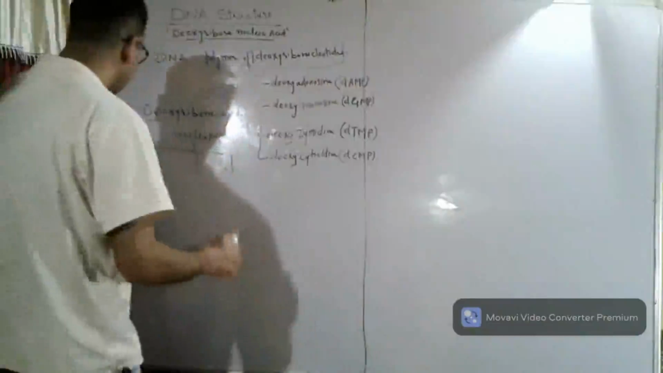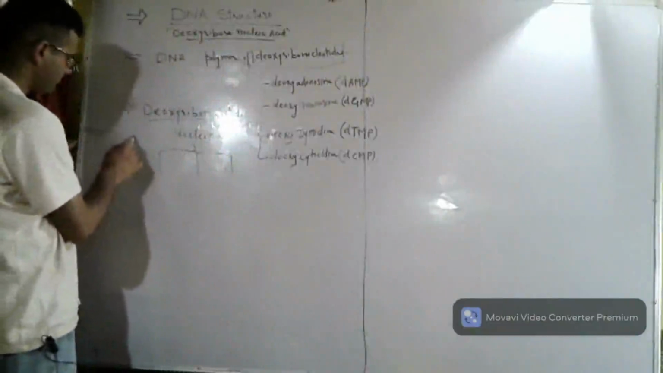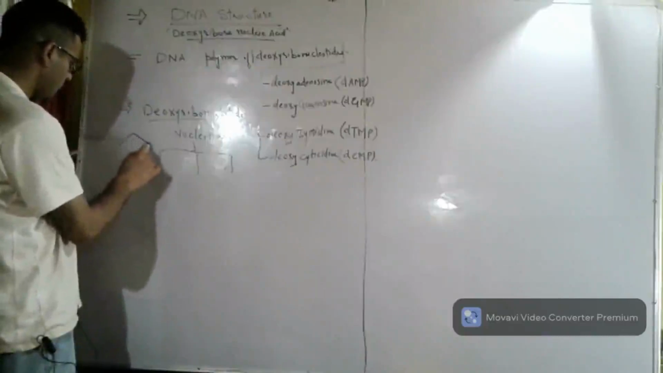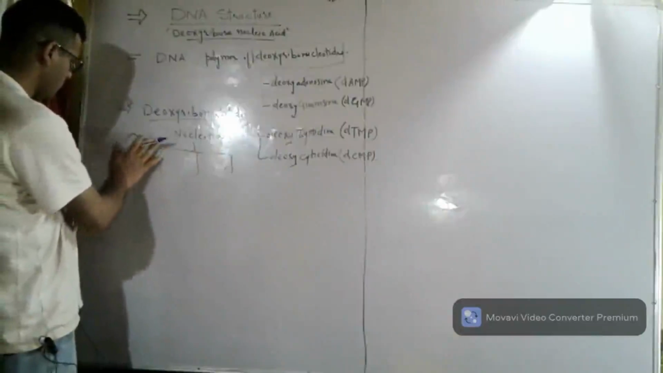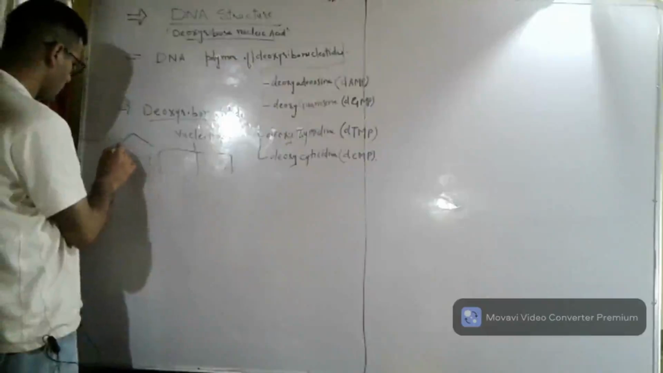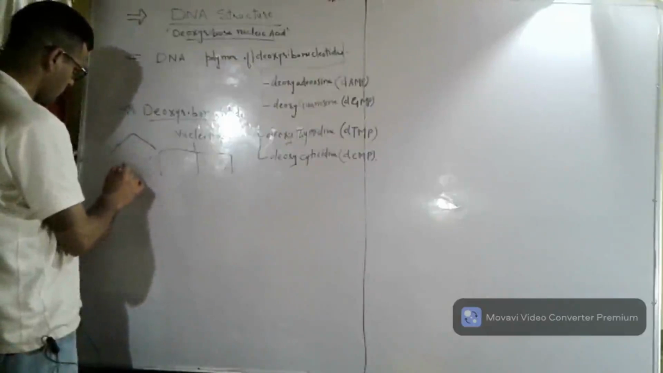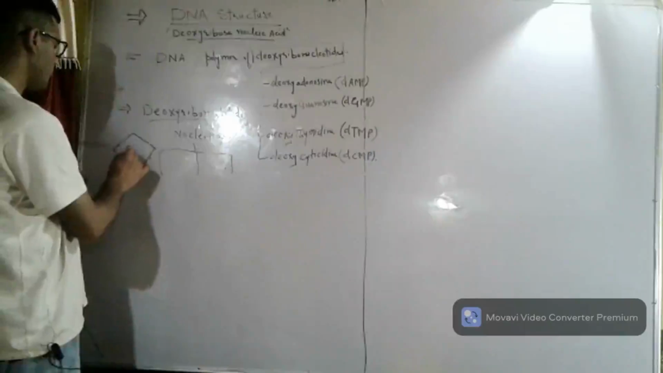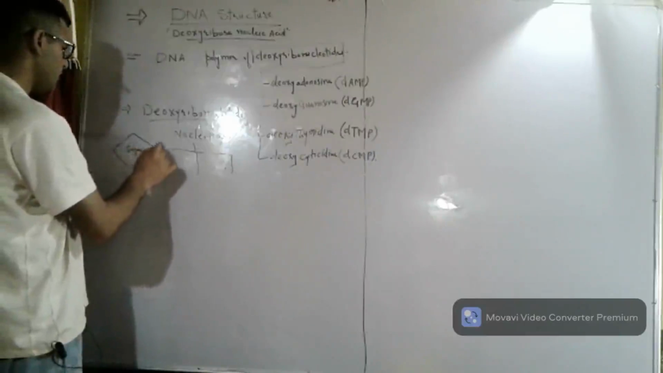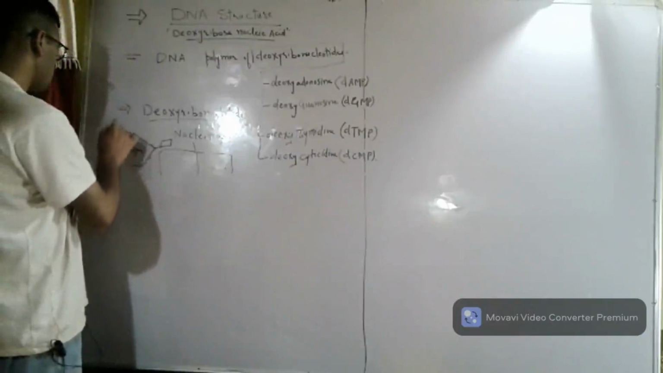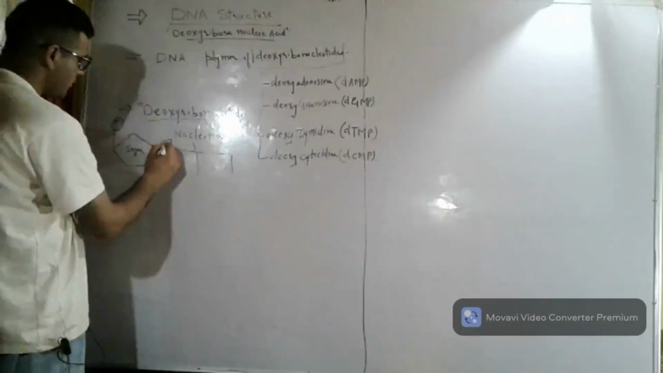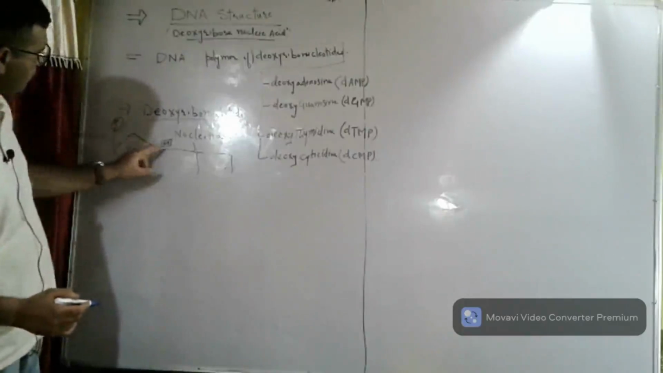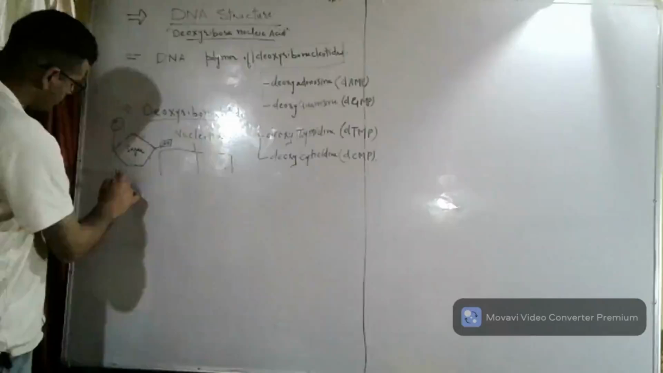So we can make it like this. For example, if this is the sugar component, then this is the nitrogenous base, and this is the phosphate. This is a typical nucleotide.